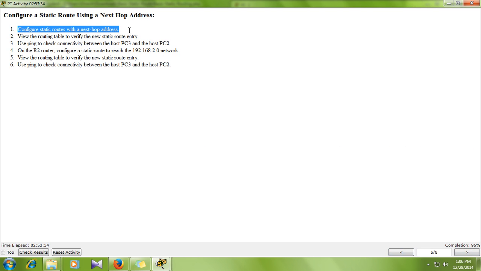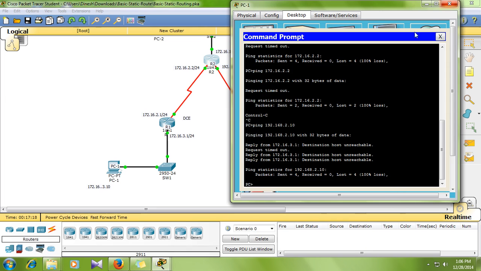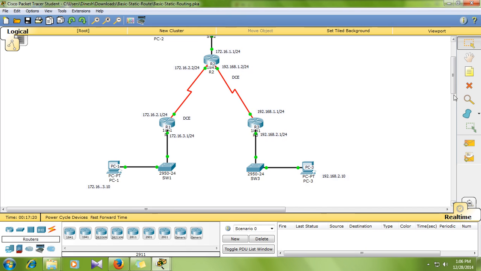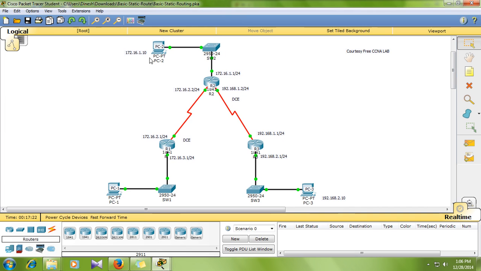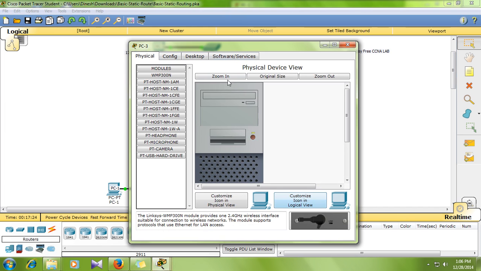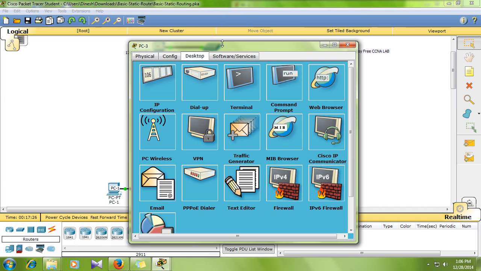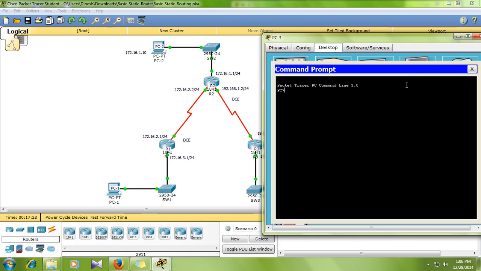Configure a static route with next hop address, from PC3 to PC2. With the next hop, we are going to provide the connectivity between PC2 and PC3 using the next hop interface. Before that, we ensure whether you are able to reach PC2. Ping 172.168.1.10.